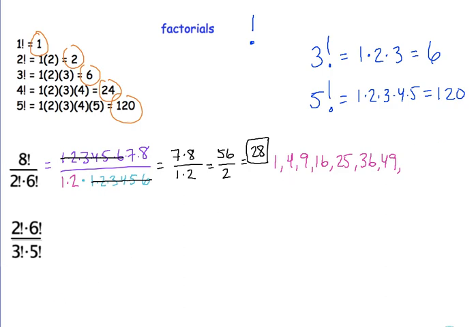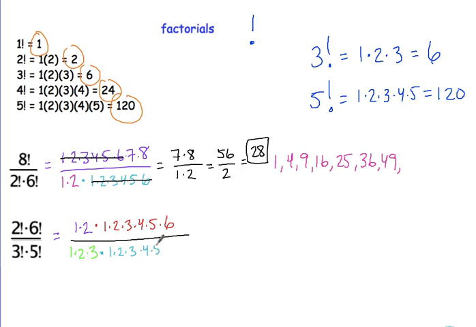So let me give you another example. If I have 2 factorial, I'm going to write that as 1 times 2, and then in a different color I'm multiplying 6 factorial, which would be 1, 2, 3, 4, 5, 6, all multiplied together. And then in the denominator, in a different color, 3 factorial would be 1 times 2 times 3. And then 5 factorial would be 1, 2, 3, 4, 5, all multiplied together.